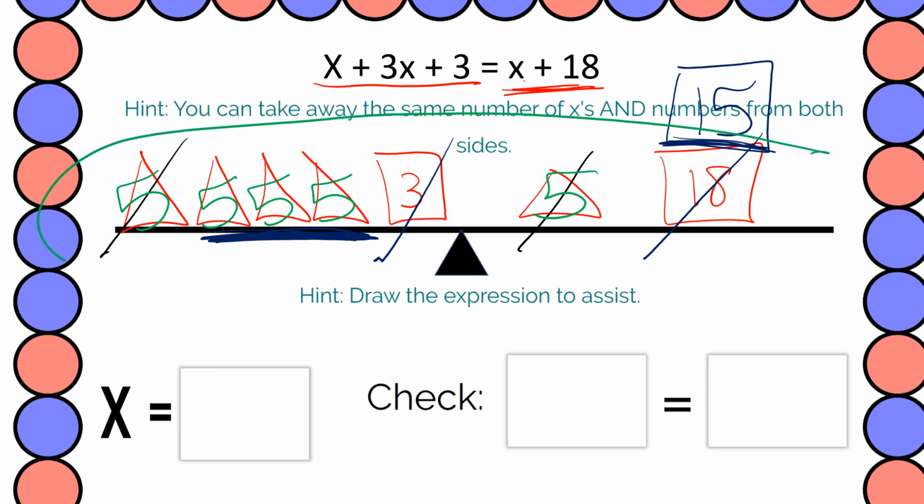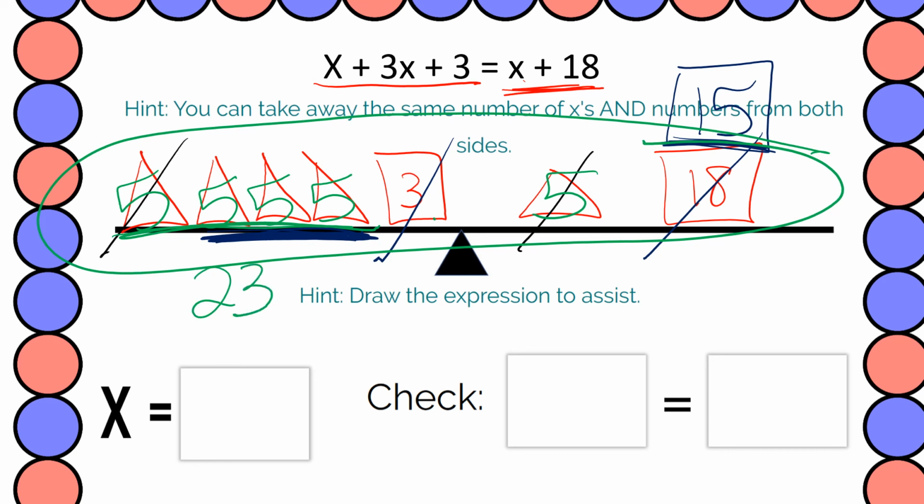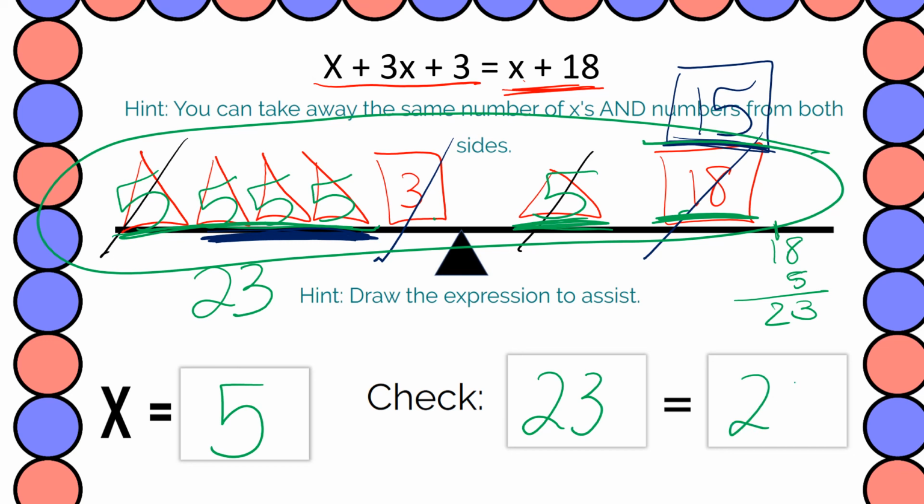And now let's check this ground level. Right here, 4 5's is 20. 20 plus that 3 gives us 23. Let's hope we get 23 on this side. This side we do 5 plus 18. Well, let me show you what that looks like. 8 plus 5 is 13. Carry my 1 up. I get 23. Good job. All right. Our x is 5. And our check that verifies we are correct is 23 is equal to 23.